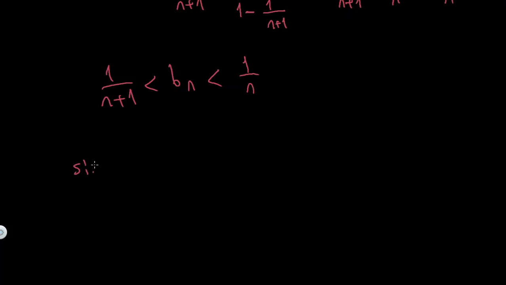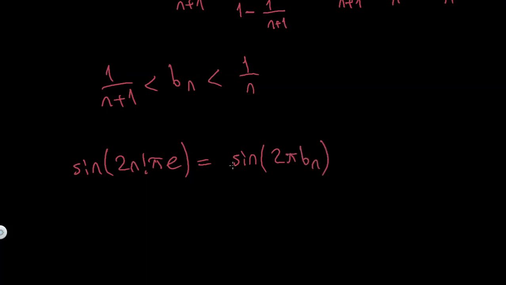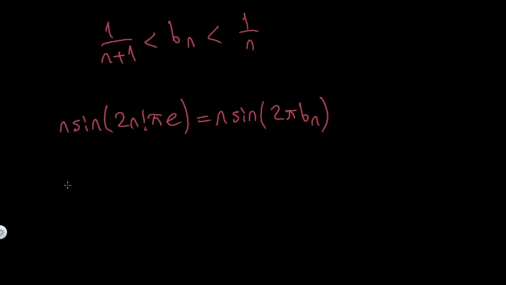We said sine of 2 n factorial times pi times e, and we said this is equal to sine of 2 pi bn. And actually in the question we also have n, so let's put also n's. And now let's see what we can do with the limits. I'm taking limits. So this is the statement we're given in the question. So I will just continue from this part. So this limit is equal to n times sine of 2 pi bn.